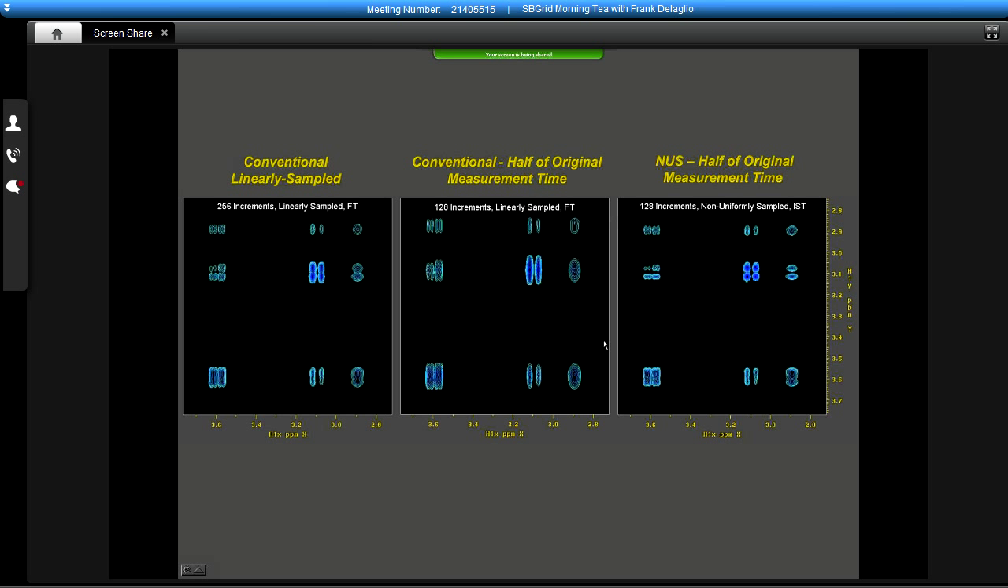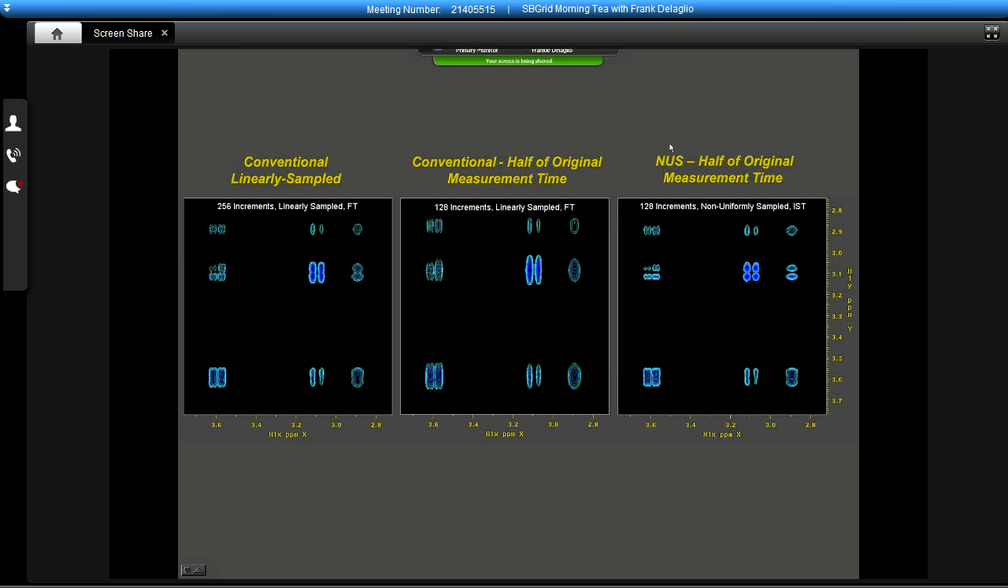However, if we use the same conventional measurement scheme, but measure only the first 128 increments, we have an example that has half the measurement time, but now it has half the resolution too. So we don't get resolution of these doublets in the indirect dimension. However, if we take the same 128 increments, but use a non-uniformly sampled scheme to spread them out over the same amount of time, we can retain the original resolution of the data, but at still half the original measurement time.